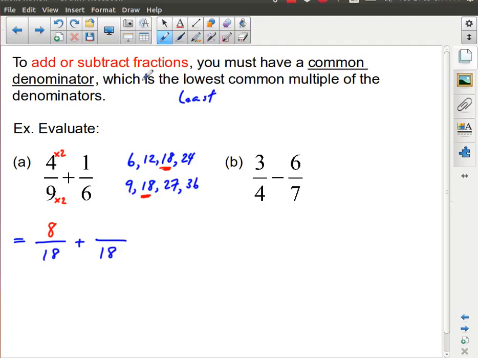Then I take a look at 6. What did I have to do to 6 to turn it into 18? I had to multiply it by 3. What did I have to do to the 1? I have to also multiply it by 3. So I end up with 3 in this case. And from there, now that I have a common denominator, my answer is simply over 18. And now I add the numerators. The denominator stays the same. So 8 plus 3 is equal to 11 over 18. Quick look. Can I reduce this? No, I cannot. 11 is actually a prime number, so its only factors are 1 and 11, and so it has nothing in common with 18.